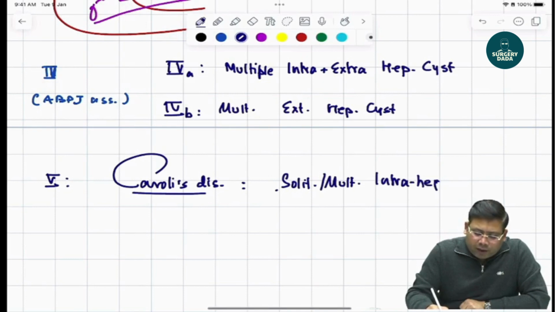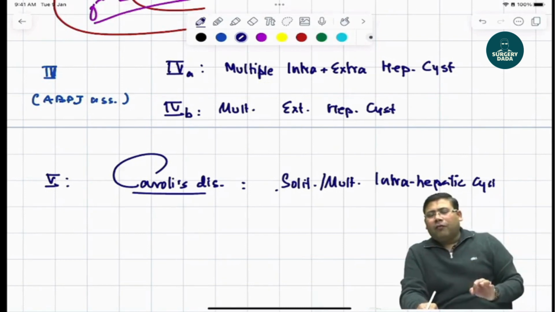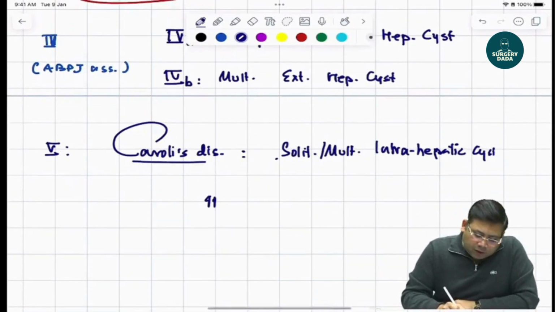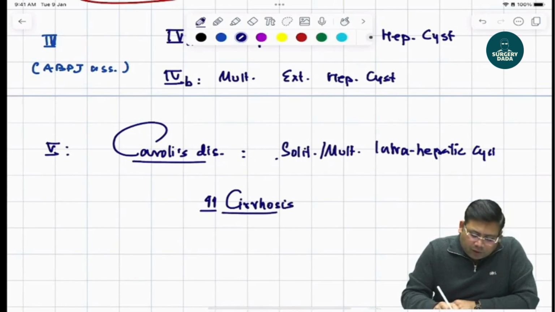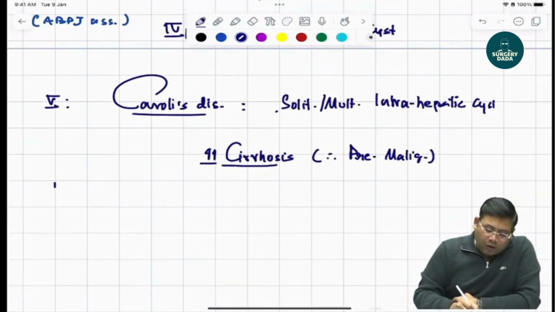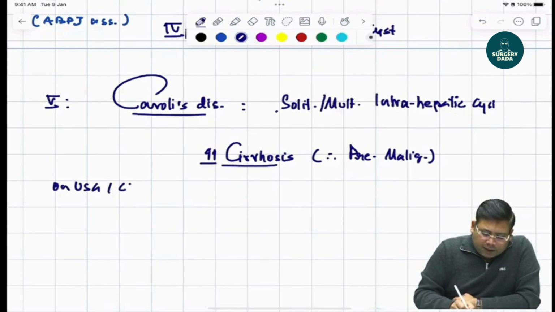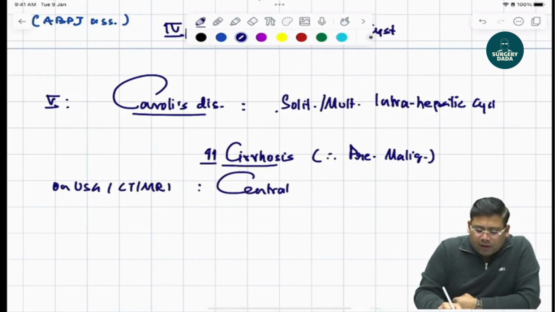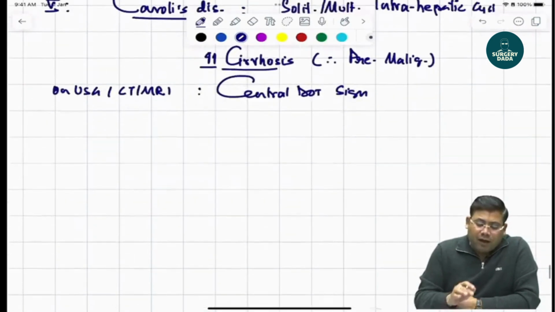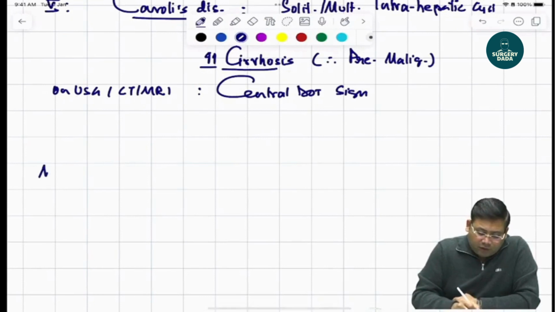Why are they quite different? Do you know they are associated with intense periportal fibrosis, and therefore there is increased risk of cirrhosis. Because of intense periportal fibrosis, they have increased risk of what? Malignancy, and thus we consider them as pre-malignant. On USG, on CT, on MRCP or MRI, you get to see a typical central dot sign. And what is the central dot sign? This is the fibrotic spot that we have in them. This is very important.